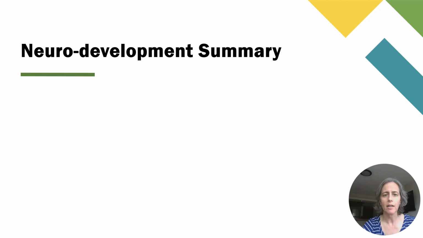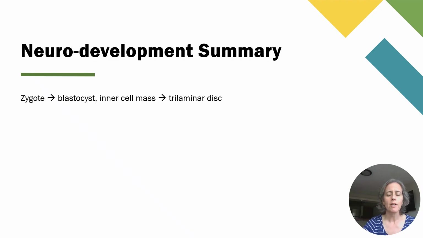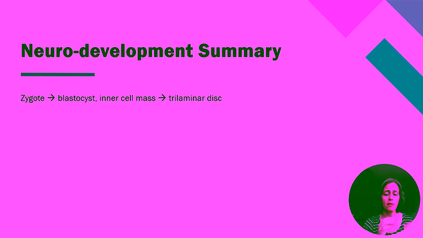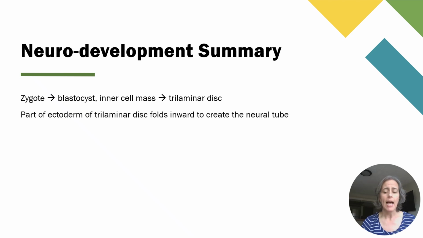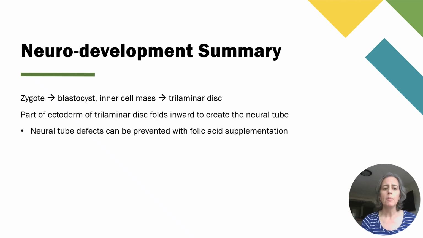So in summary, what did we talk about in this little lecture? We talked about how the zygote, the fertilized egg, then becomes a blastocyst with an inner cell mass. That inner cell mass is going to become the embryo, and it does so first by becoming that disc that forms 3 layers: ectoderm, mesoderm, and endoderm. And a part of that ectoderm is going to fold in and form the neural tube, which will normally come completely within the body underneath the skin. But if there's a failure of that process to occur normally, those are neural tube defects, and we can reduce the risk of neural tube defects with folic acid supplementation.